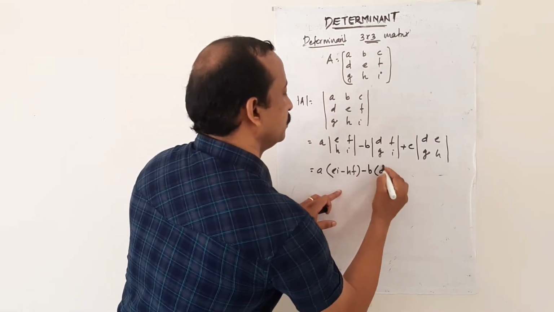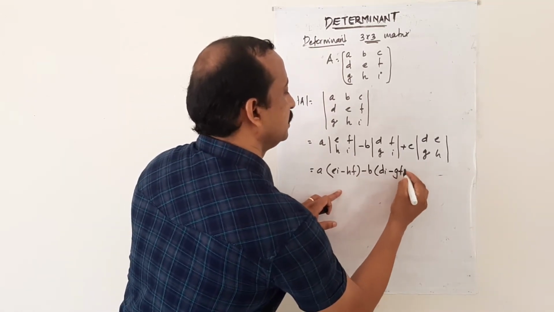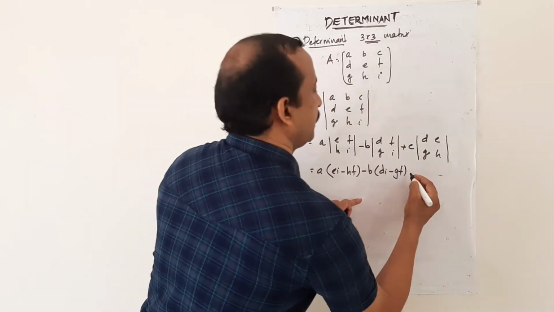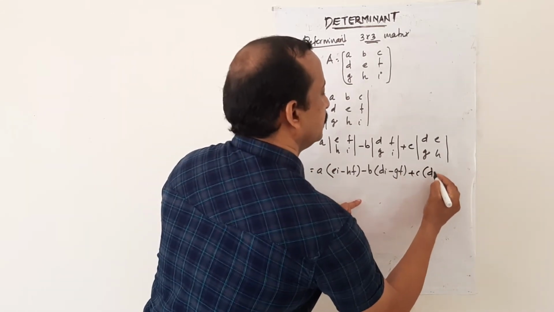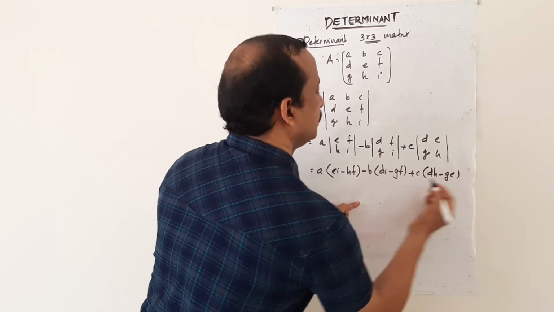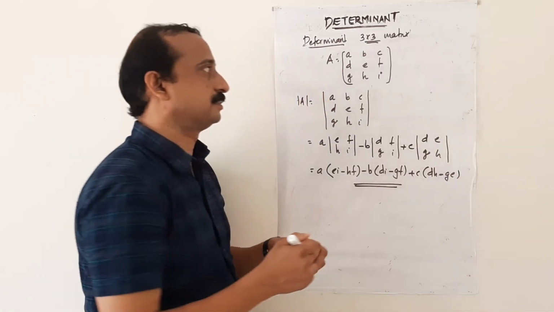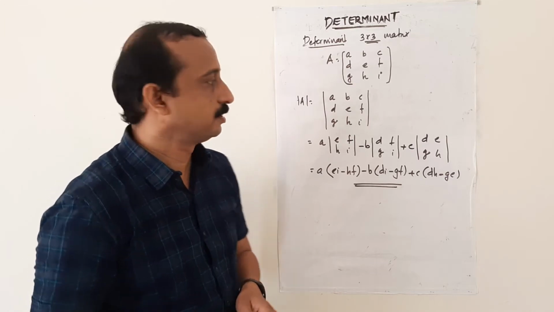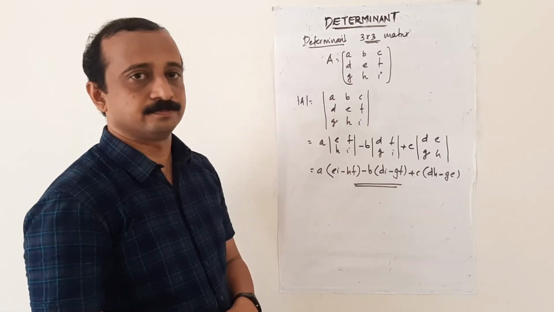Minus B into (DI minus GF), and last plus C into (DH minus GE). On simplifying these, we get the determinant value of these matrices. Okay, these are the main steps.